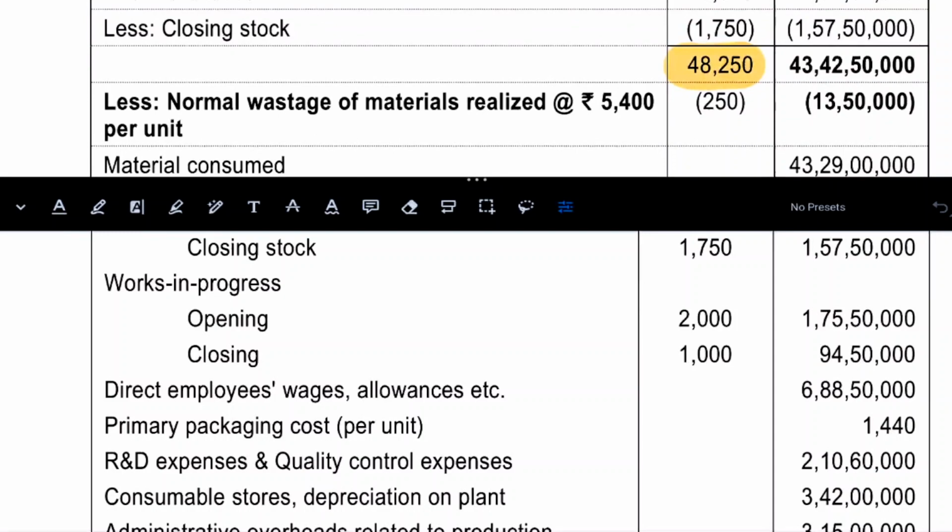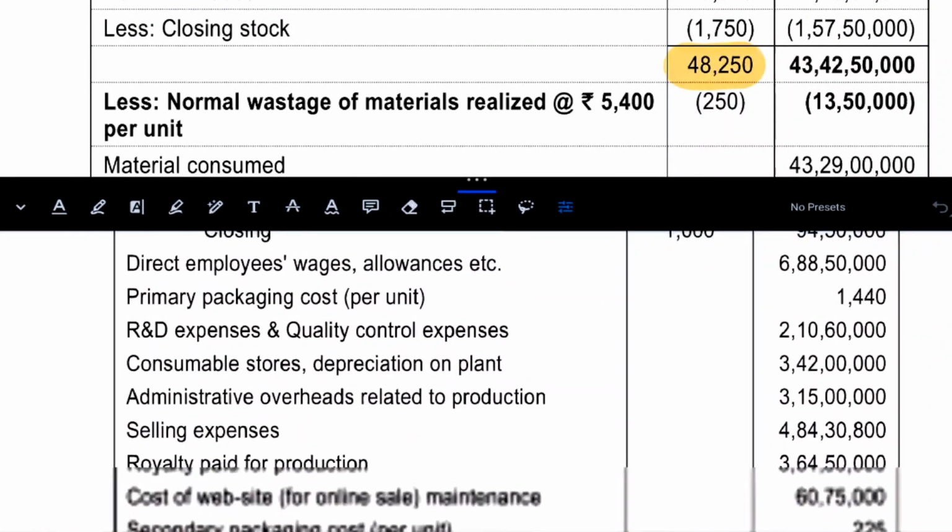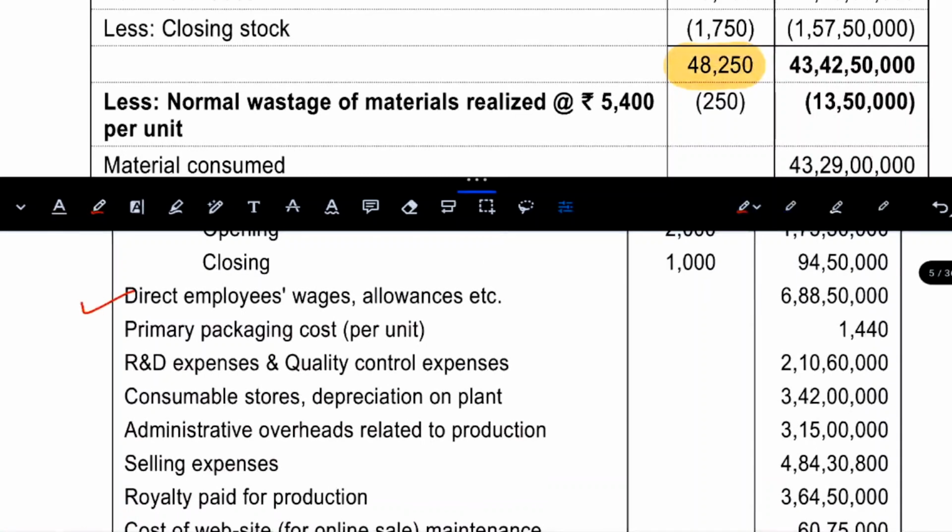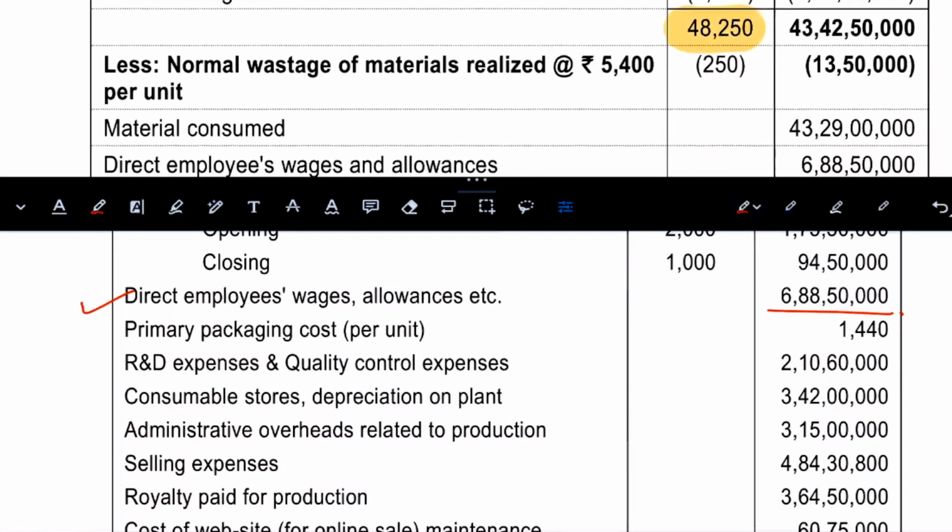Material consumed, you will subtract it, right? Then you will use what? Labor cost. How much is the labor cost? Direct expenses, sorry, direct labor, how much? 6, whatever that answer is. Understood? That will be written over here. After direct labor, what comes? Direct expenses, direct material. One mistake you can make is forgetting to subtract scrap.